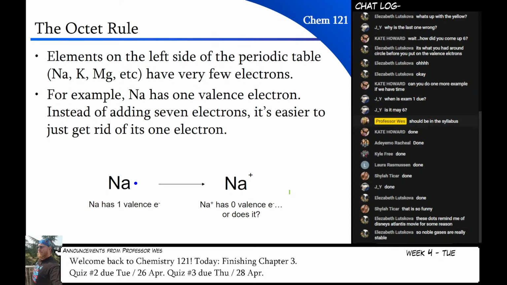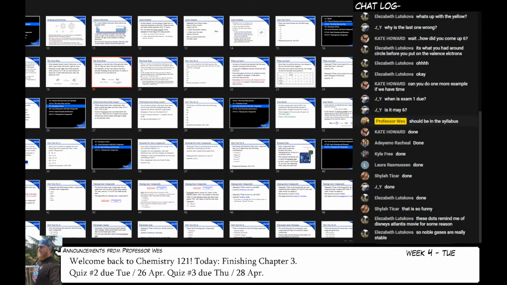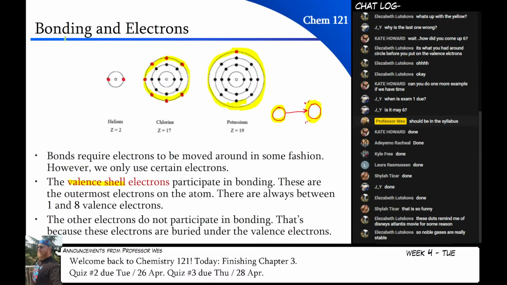But let's go back over here. Remember on the first slide that I showed you where I had this? So we're going to look at potassium here as an example. And what I'm going to do is... Is this a color that I can draw? No, it's like erase or something. Okay.